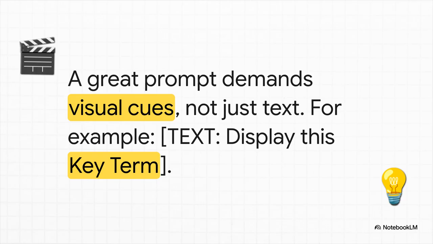Now, here's a detail that I think is just genius. The master prompt doesn't just ask for a script for words on a page. It asks the AI to think like a video producer. It literally demands that visual cues get embedded right into the text. Things like telling it to put a key term on screen or to feature a specific quote. It forces the AI to think visually about how to best explain the idea.